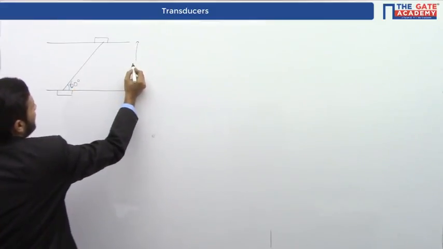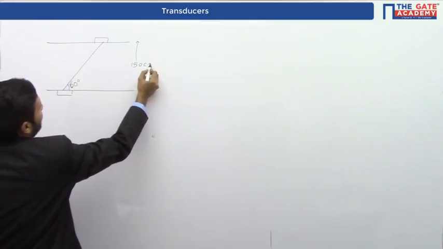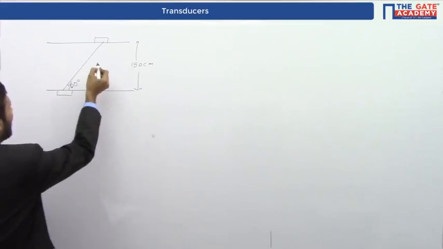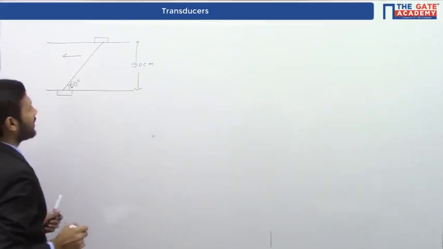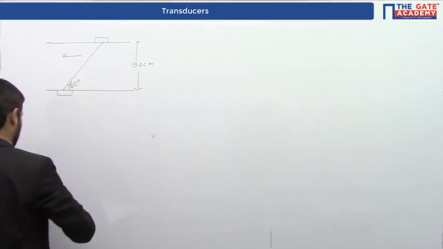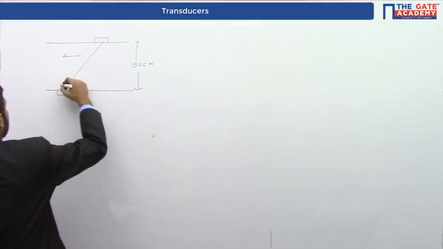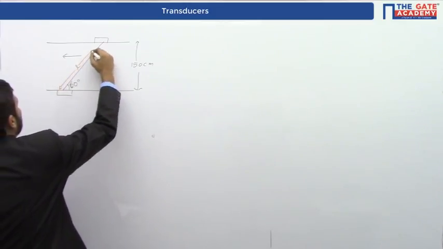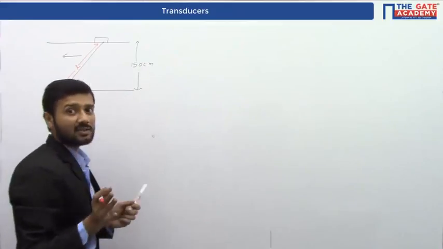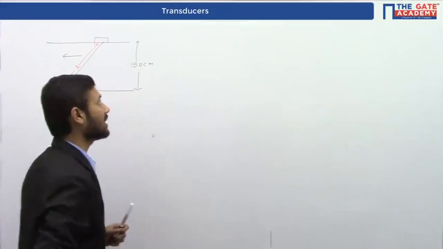The pipe diameter is given as 150 centimeter. But we have to find the velocity here in this direction. That's why we have to find this distance. Suppose this distance is L. The angle theta is already given in the question as 60 degree.